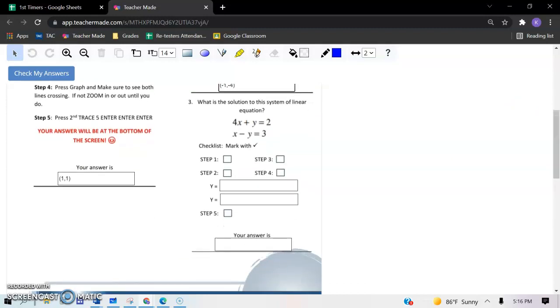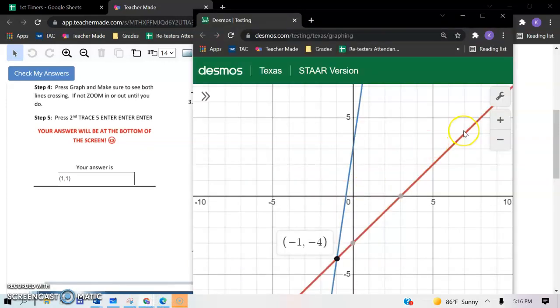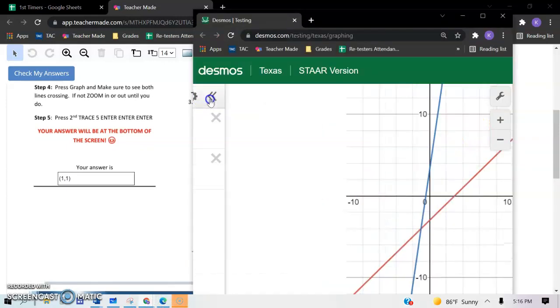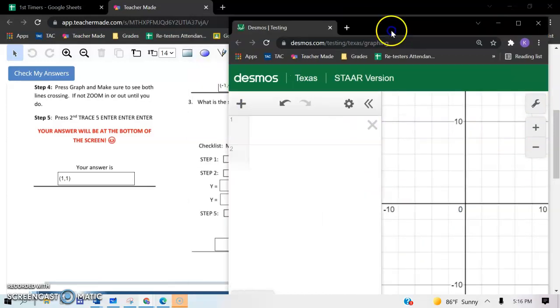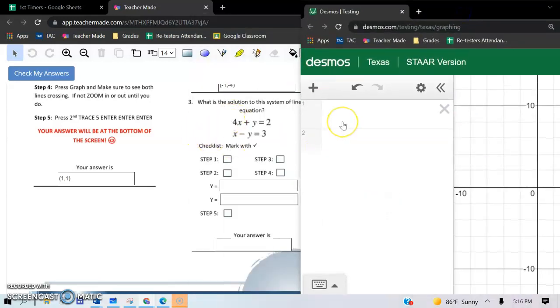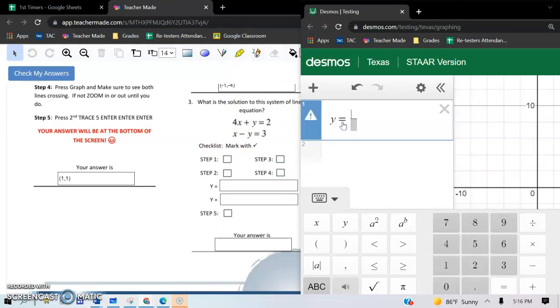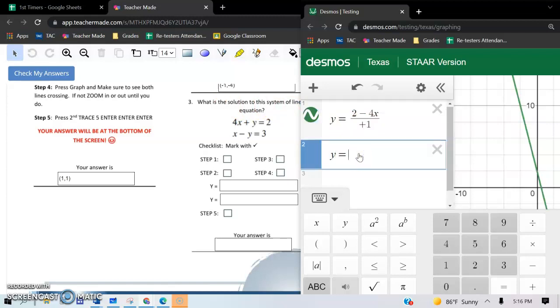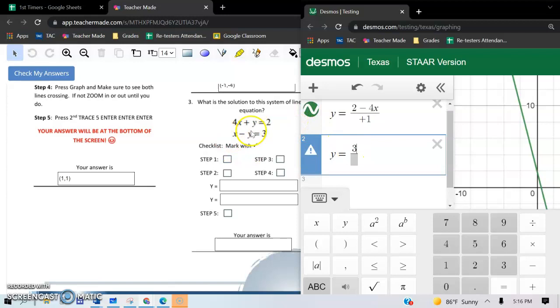Let's skip the steps and let's just go automatically to decimals. So on decimals, we're going to delete these two for number 3. So it's y equals divide positive 2, opposite of positive 4, negative 4x, divide by the number in front of the y, which is a positive 1. Number 2, y equals divide 3, opposite of positive x, negative x, divided by the number in front of the y, which is a negative 1.